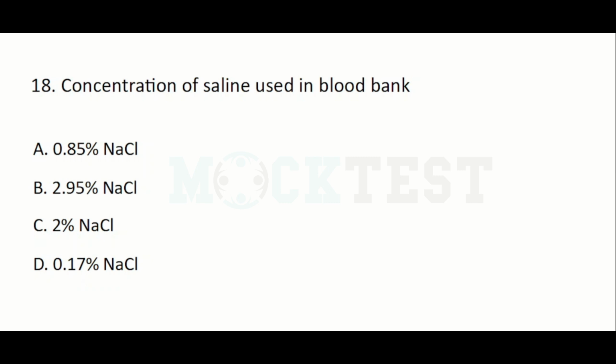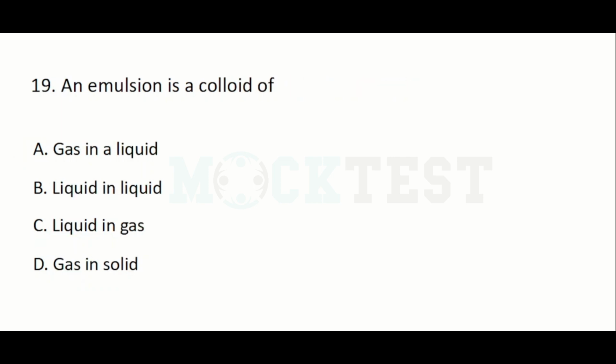Next, concentration of saline used in blood bank. Option A, 0.85% NaCl. Option B, 2.95% NaCl. Option C, 2% NaCl. Option D, 0.17% NaCl. Concentration of saline used in blood bank is 0.85% NaCl.